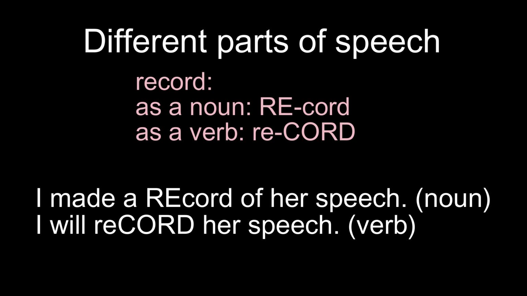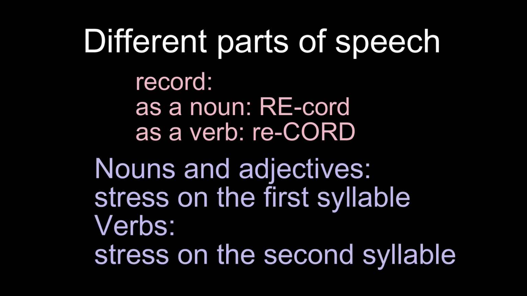The general rule about stress placement of two-syllable words is that nouns and adjectives have stress on the first syllable, and verbs have stress on the second syllable. The same rule applies to words with two stress patterns. Most of these words are two syllables long. So, if the first syllable is stressed, the words are used as nouns or adjectives. If the second syllable is stressed, the words are used as verbs.